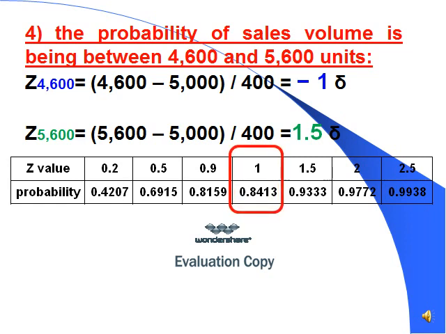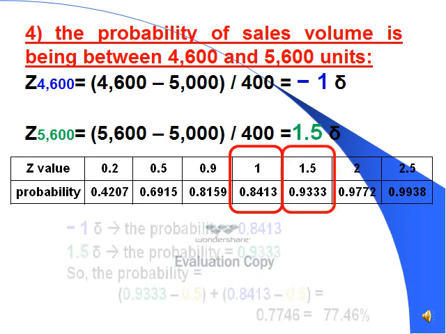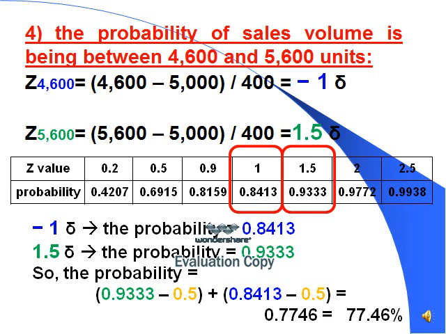From the table, at Z equal 1, the probability is 0.8413. At Z equal 1.5, the probability is 0.9333. So the probability equals (0.9333 minus 0.5) plus (0.8413 minus 0.5), which equals 0.7746, equal to 77.46%.